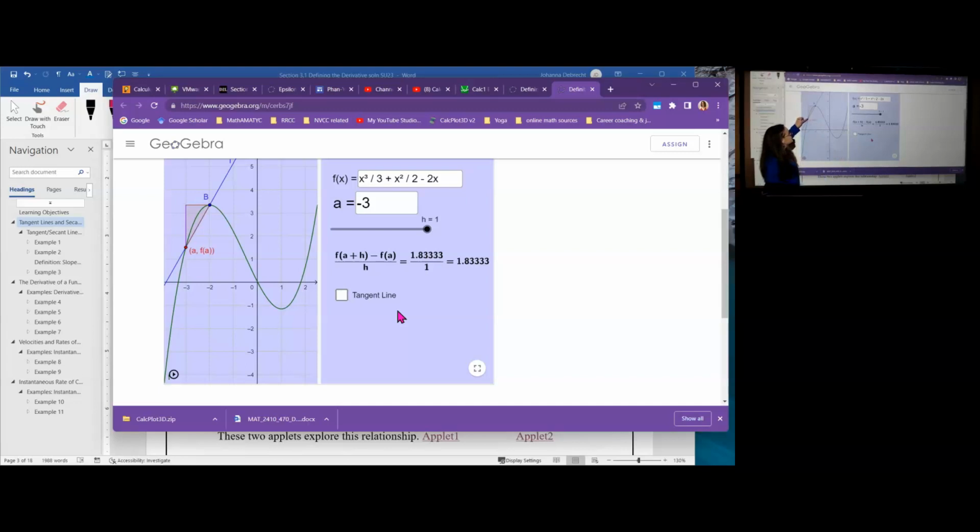If we're looking at this point and a is negative 3, this blue line is the secant line. I can also click in the box for tangent line, and I can get the slope of the tangent line. Now the tangent line is up here in black. Watch what happens as I decrease the value of h. Watch what happens to the actual value of the slope of the secant line. It should be getting closer and closer to 4.